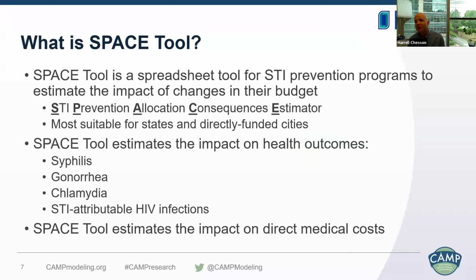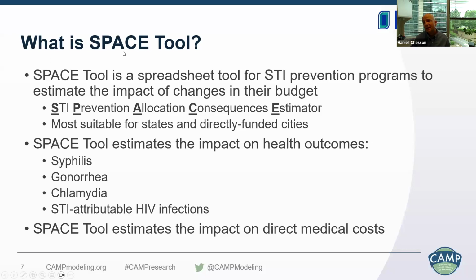So what is SPACE Tool? SPACE Tool is a free spreadsheet tool that STD prevention programs can use to estimate the impact of changes in their budget. As Erica said, the acronym is STI Prevention Allocation Consequences Estimator because it estimates the consequences of changes in the budget. The tool is most suitable for states and for large cities, such as those cities that are directly funded by CDC for STD prevention.